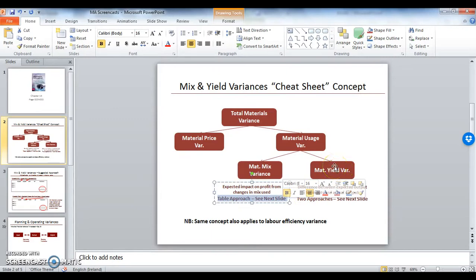Now this approach is also the same if you took labour efficiency variance. The labour efficiency variance will be made up of a labour mix variance and a labour yield variance. And remember, to have a mix and yield variance, you need multiple types of labour or materials, and they need to be charged or cost different amounts, because otherwise there's no real need to change the mix, as you may only have one material. So you have to have a number of different materials or grades of labour. They have to be interchangeable, and they also have to cost different amounts.